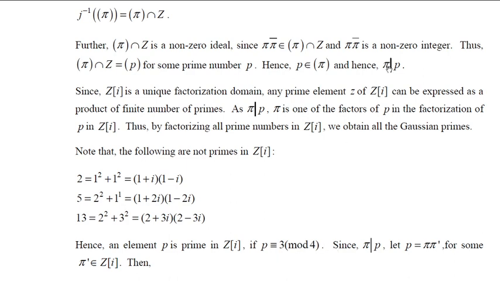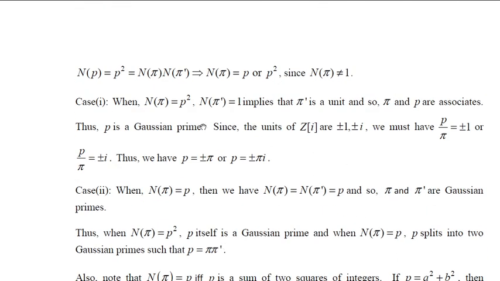Now we knew that π divides p. So p must be equal to π times some number. Let's say p equals π times π'. Then what is N(p)? By the definition of N(a+ib), which is a² + b², it is p². And we have written p as π times π', but N(αβ) is N(α) times N(β). By that definition, this is N(π) times N(π'). And the product of these two is equal to p².